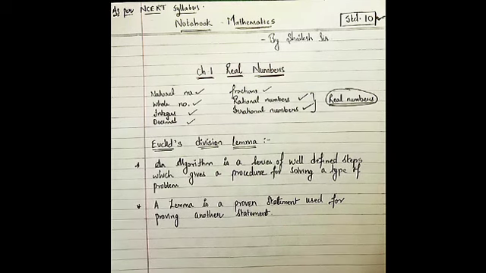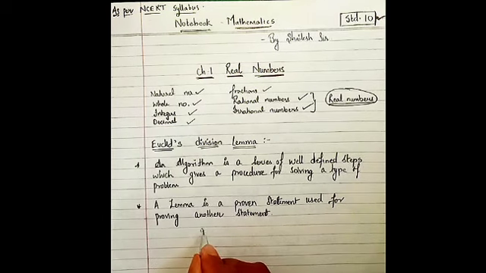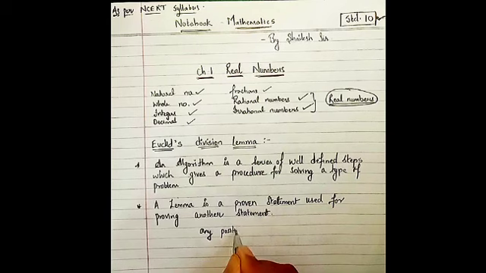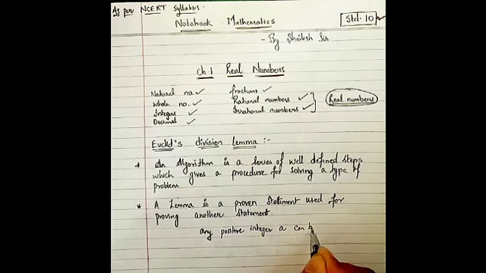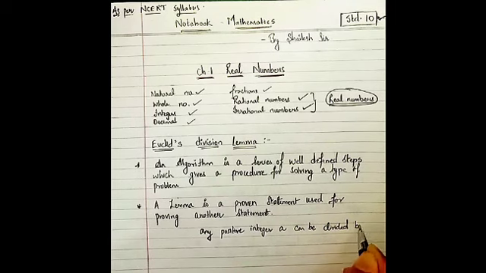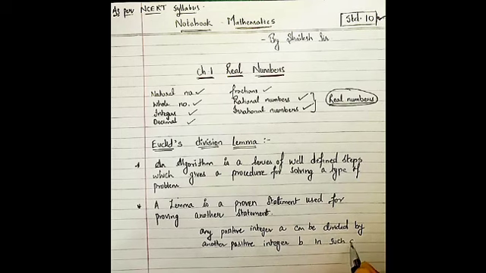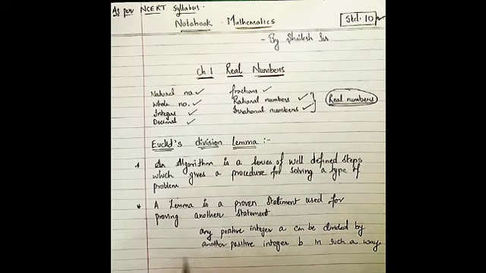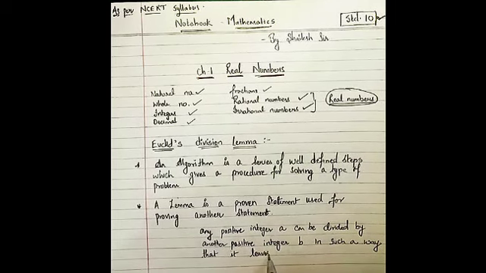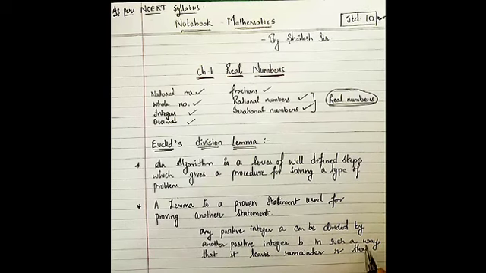It says any positive integer a can be divided by another positive integer b in such a way that it leaves remainder r that is smaller than b.